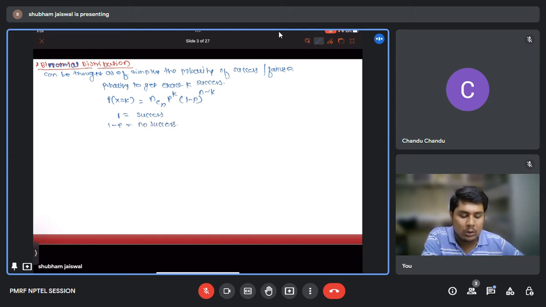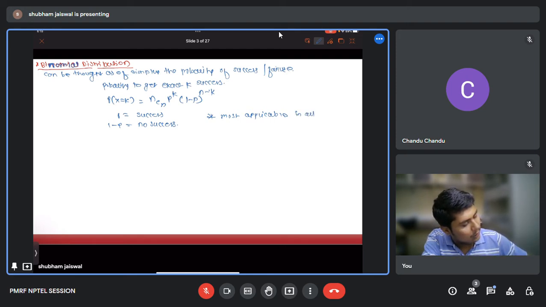This type of distribution, binomial distribution, is generally preferred and most applicable in attribute kind of inspection, whether it is yes or no, whether it is go or no go, like this.